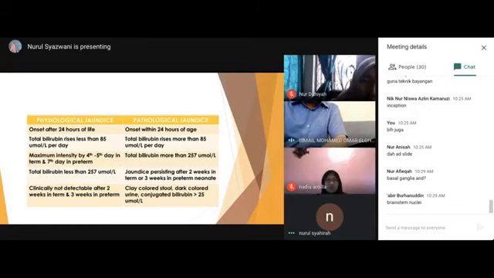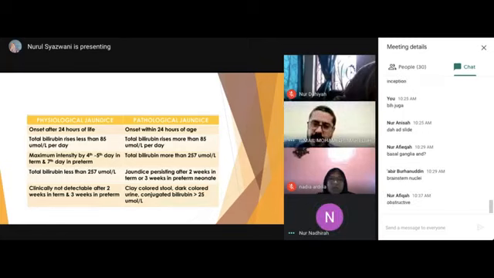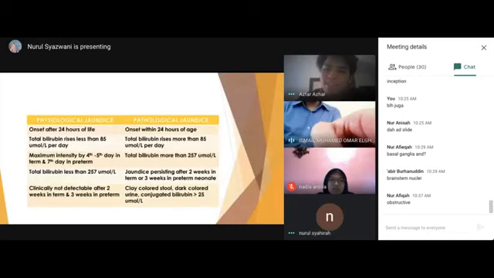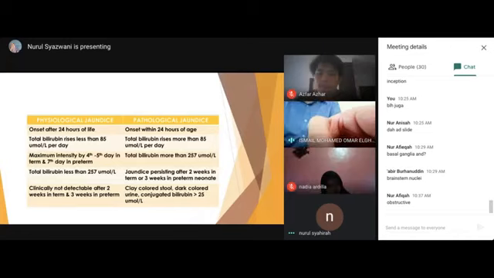Signs of obstructive jaundice. Because there's no stercobilinogen. Yes, because stercobilinogen or stercobilin is the one responsible for the brown color of the stool. If the stercobilin is not there, the stool will be white. Okay, thanks. Continue.